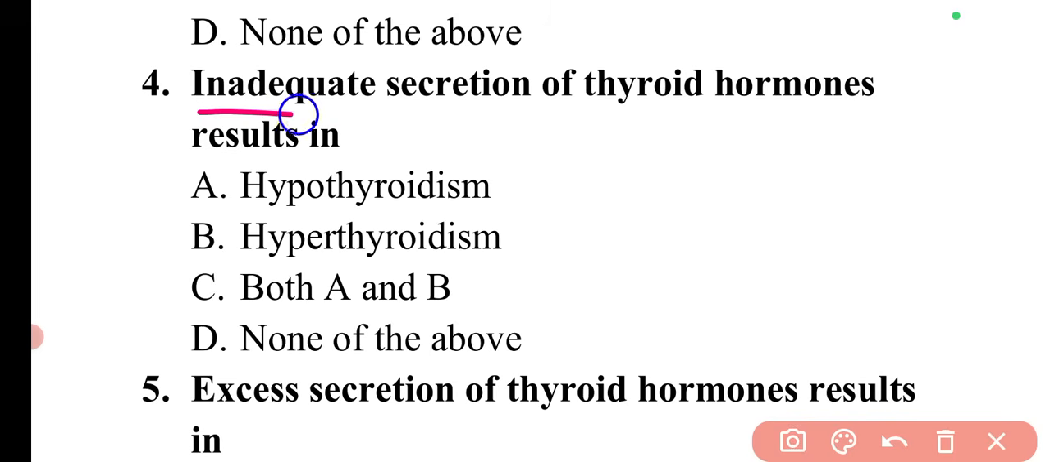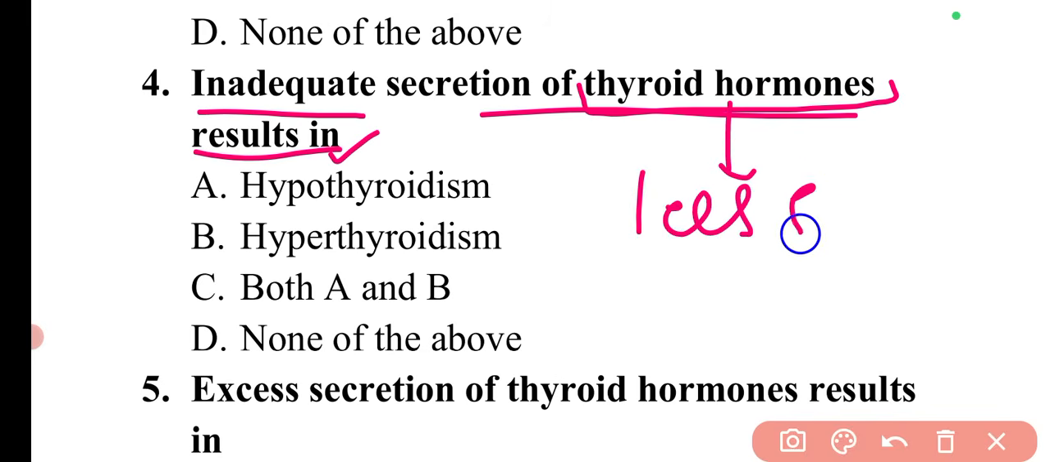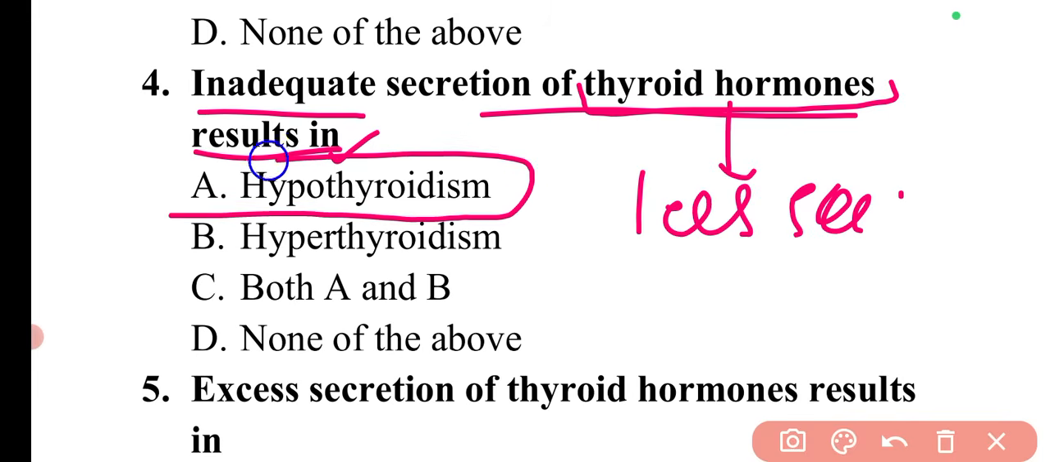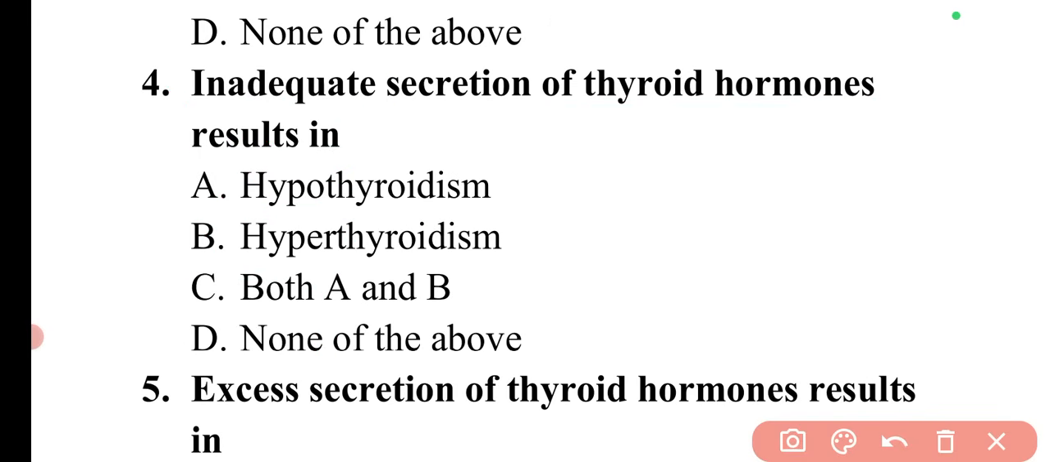So next question is, inadequate secretion of thyroid hormones results in. If thyroid hormones are inadequately released, meaning there is less secretion of thyroid hormones, then this condition is called hypothyroidism. So this term you need to remember: hypo, hyper. If it is low, then hypo. If it is high, then it is hyper. So here inadequate means lesser secretion of thyroid hormone, that is hypothyroidism.